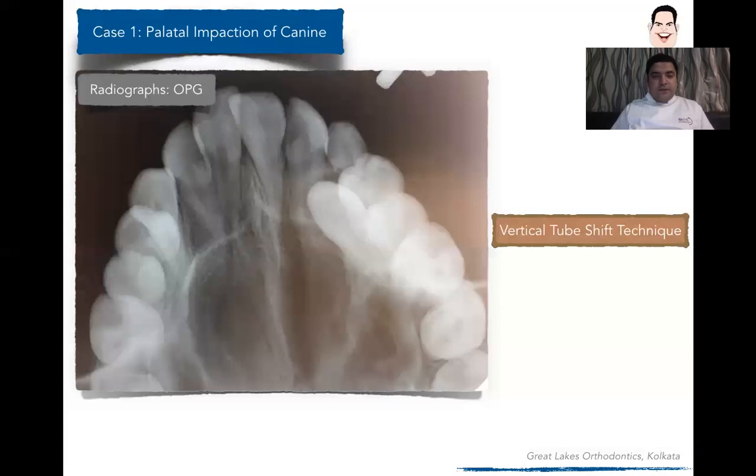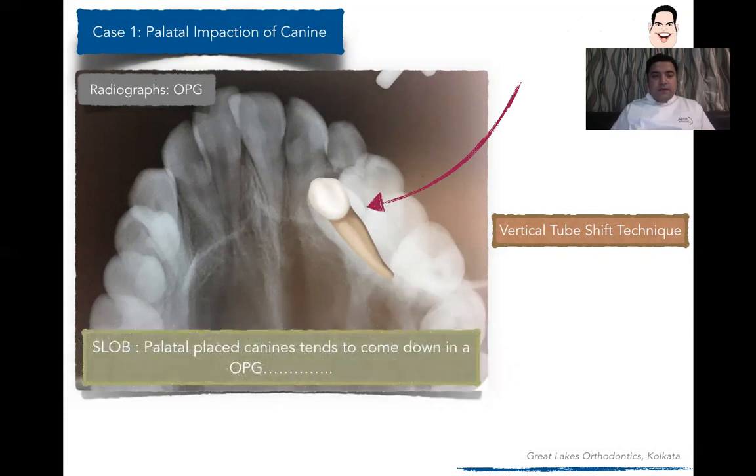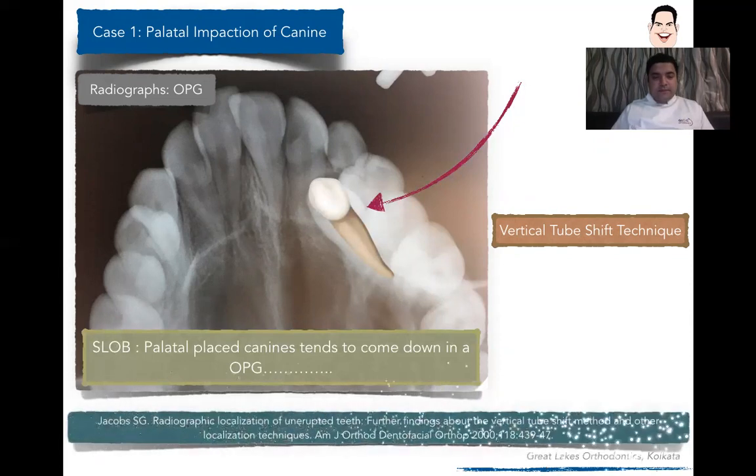So if we take the occlusal view of this patient, and we are following the vertical tube shift technique, we have a horizontal one and a vertical one. Here we are following the vertical tube shift technique. So that is exactly where the canine is placed in the upper left quadrant. Now we'll follow the Slob rule, which suggests that a palatally placed canine tends to come down in an OPG. And therefore, since the position in the OPG was below that of the occlusal radiograph, we come to a conclusion that this canine was palatally placed.